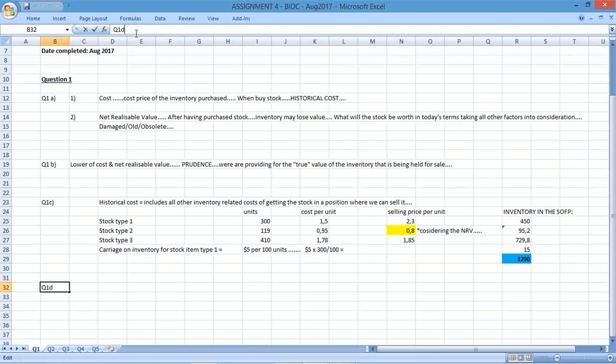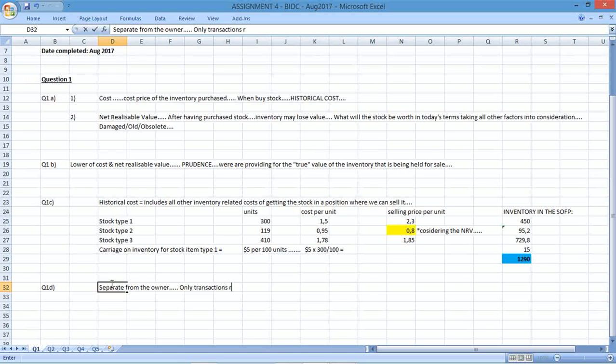Question 1D. Name the accounting principle which states that only the financial transactions of the business should be recorded in the entity's books. Right, so we obviously know that the business needs to be separate from the owner.